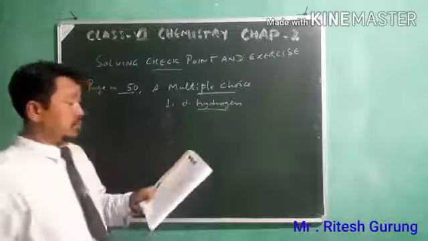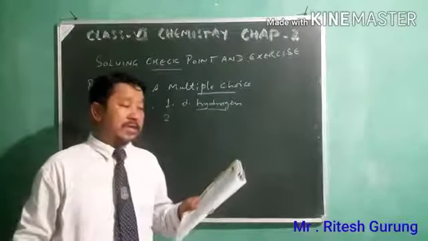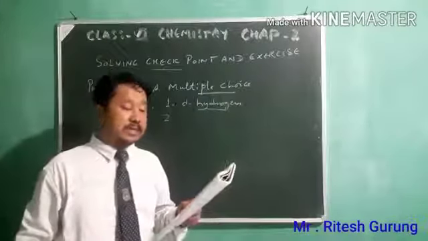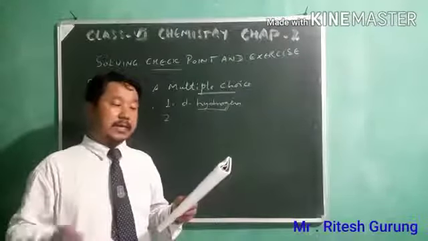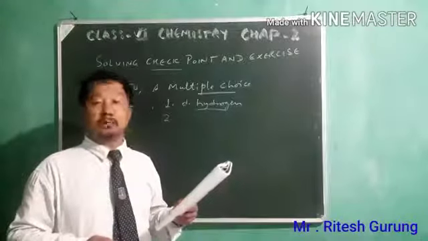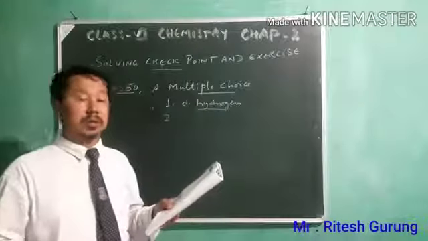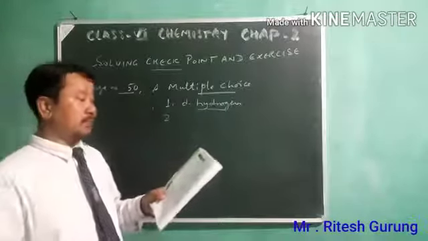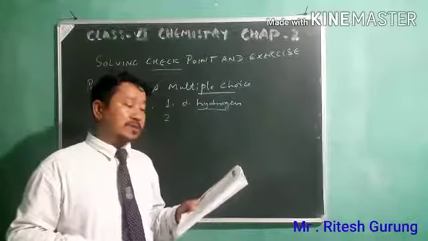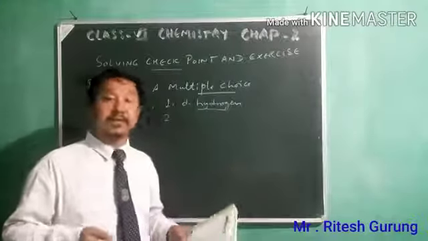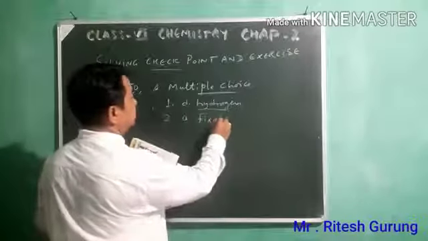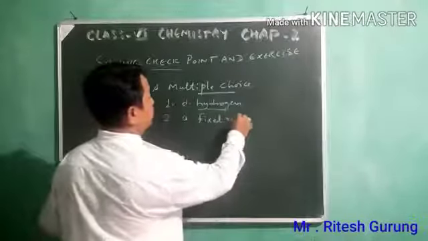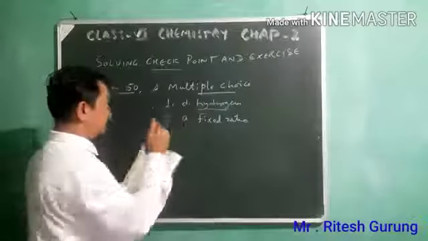Question number 2. In a compound, elements are always present in a fixed ratio, variable ratio, any of the 2, none of this. Which one? In a compound, elements are always present in a fixed ratio. Option number A, that is fixed ratio.